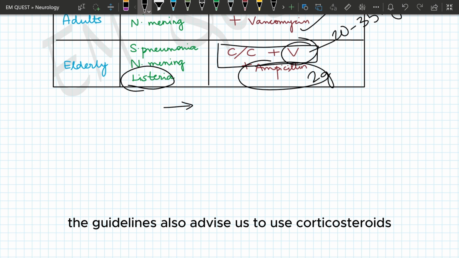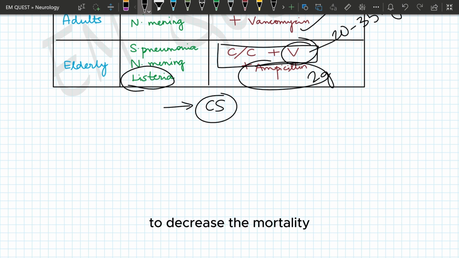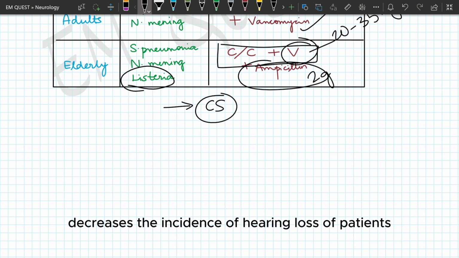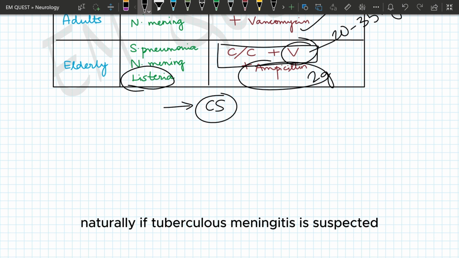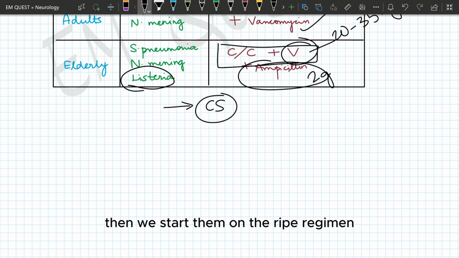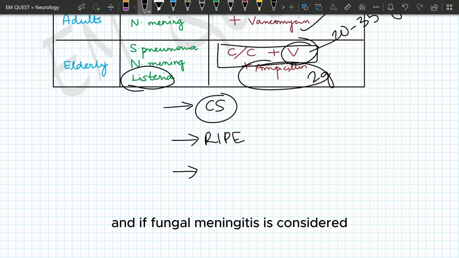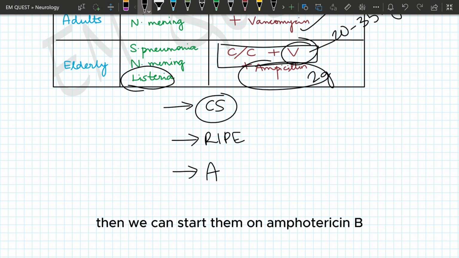The guidelines also advise us to use corticosteroids to decrease the mortality in patients with pneumococcal meningitis, and corticosteroids decrease the incidence of hearing loss in patients. Naturally, if tuberculous meningitis is suspected, then we start them on the RIPE regimen, and if fungal meningitis is considered, then we can start them on amphotericin B.